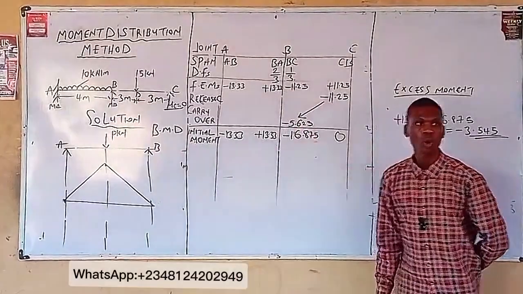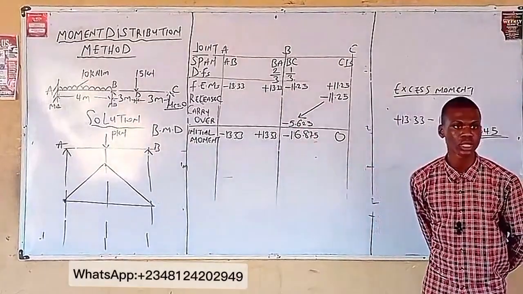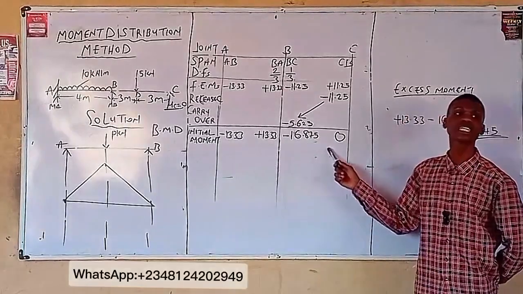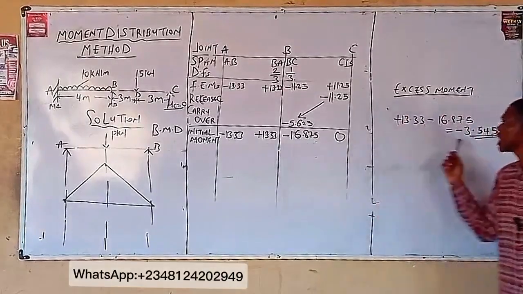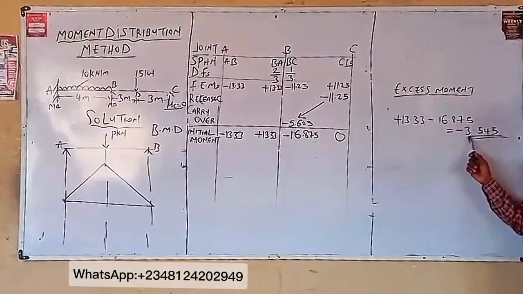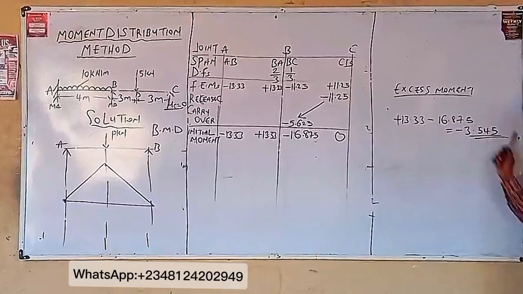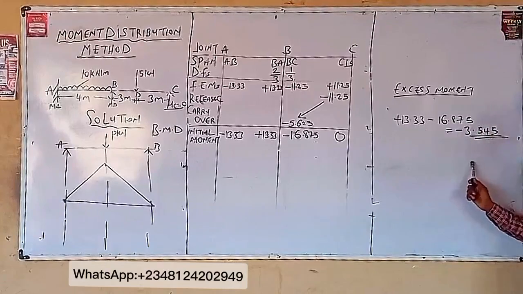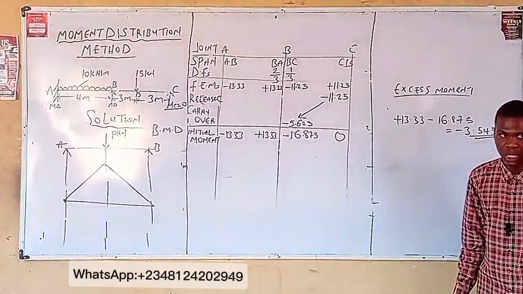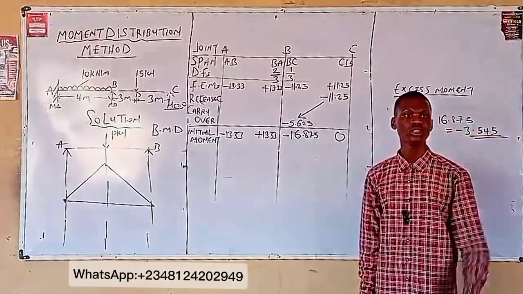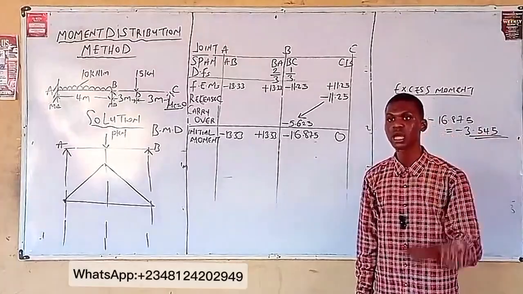At point B, what are these values that you have at point B? Plus 13.33 and negative 16.87. Now subtract, you get this, meaning negative 3.545. This becomes your excess moment. What do you want to do with this excess moment? You want to distribute this excess moment.